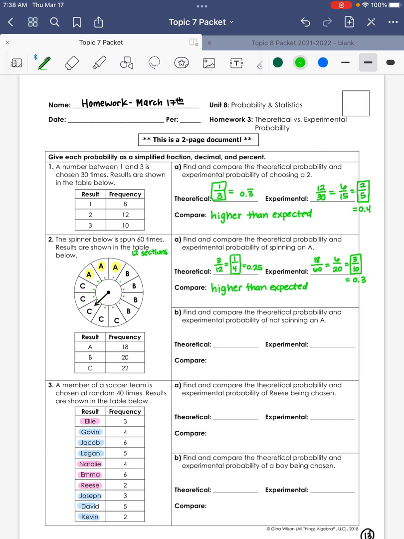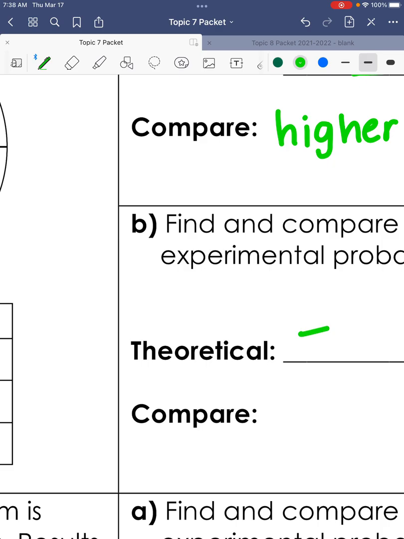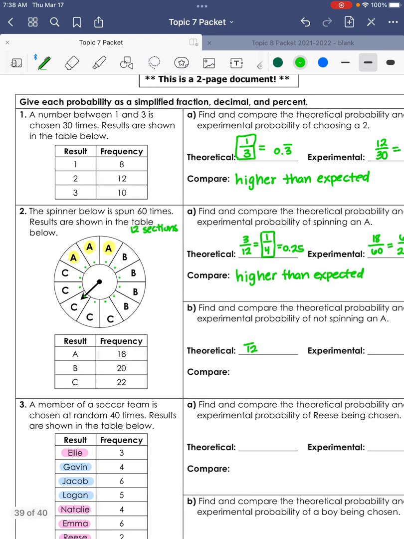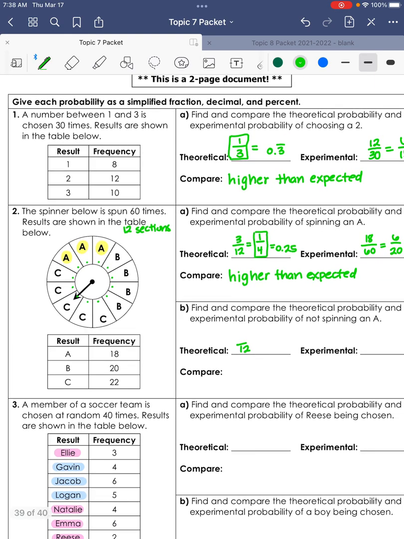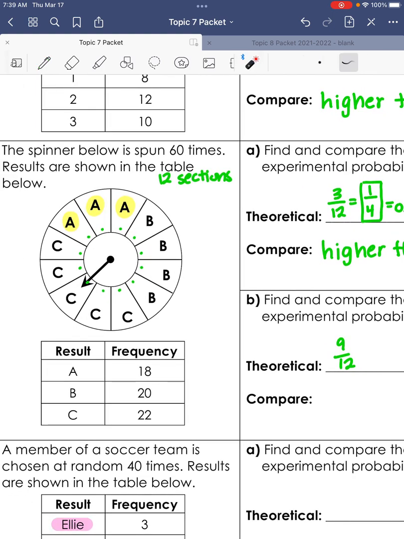Okay, part B, find and compare the theoretical probability and experimental probability of not spinning an A. Okay, well, like we said, for theoretical, what should happen? There are 12 sections, so I know that 12 is my denominator. And the sections that are not an A, well, if there's 3 A's, that means that there are 9 sections that are not A's. And I can just verify that by counting. So we've got 1, 2, 3, 4, 5, 6, 7, 8, 9. Yep, I was right. So 9 out of 12.